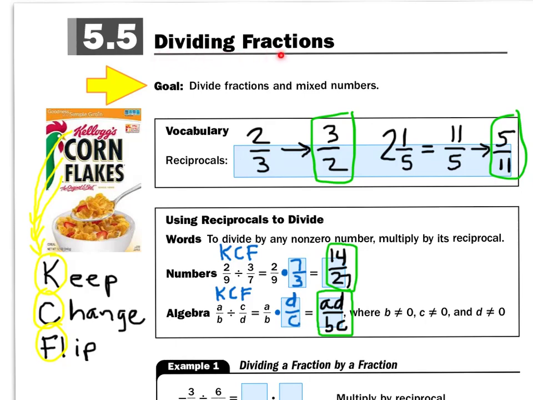Hello, you guys. Let's talk about dividing fractions. Now, I know a lot of you have seen that Kellogg's Corn Flakes cereal box in my classroom. Well, it's all about dividing fractions.